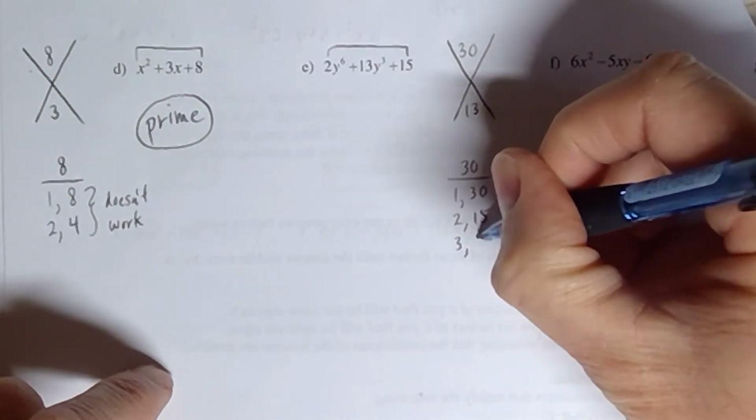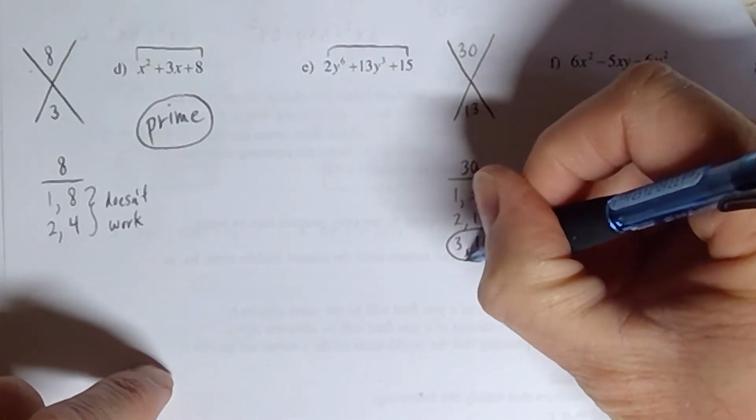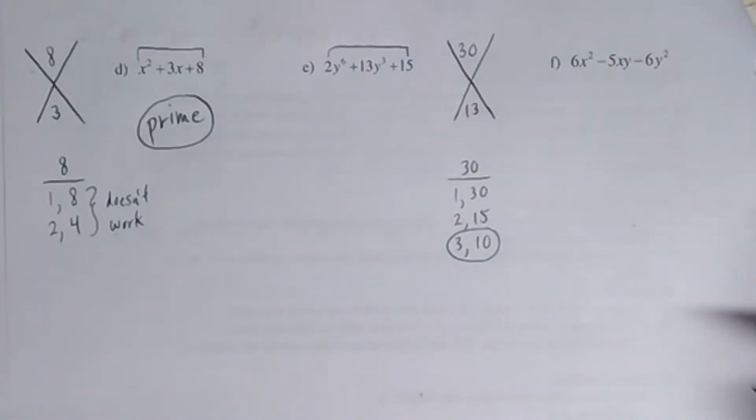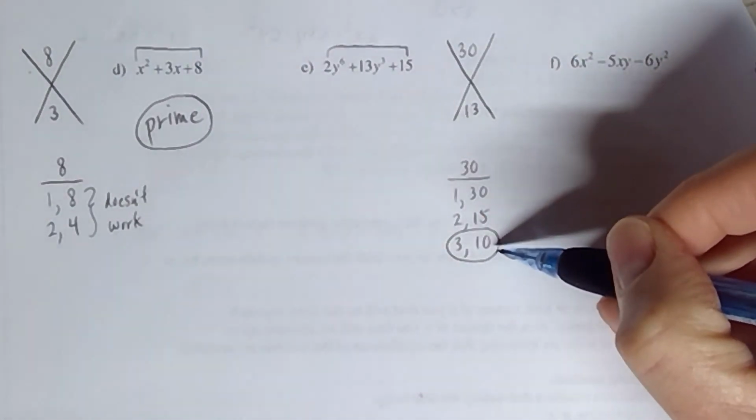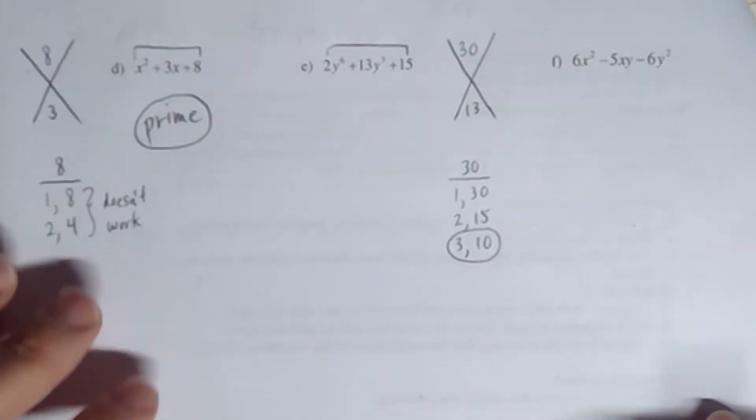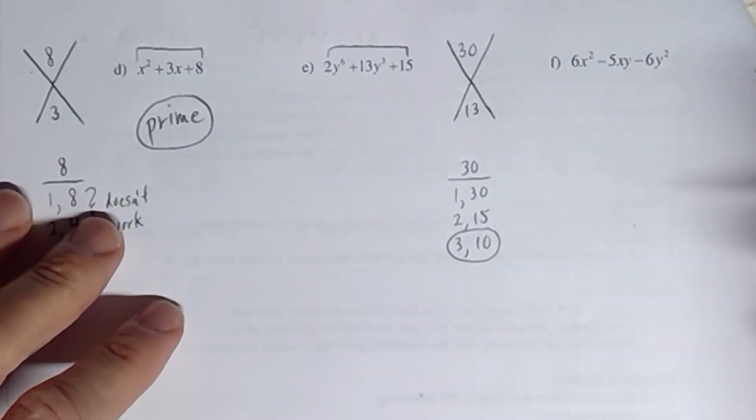But then how about 3 and 10? Oh, there we go. That one adds up to 13, doesn't it? Okay, equals 30 when you multiply those two numbers, adds up to 13 when you add them together.